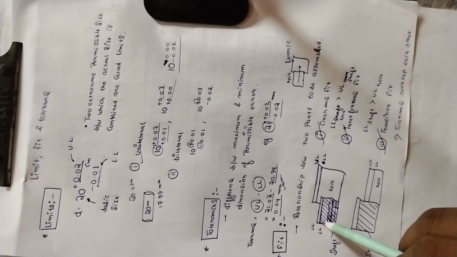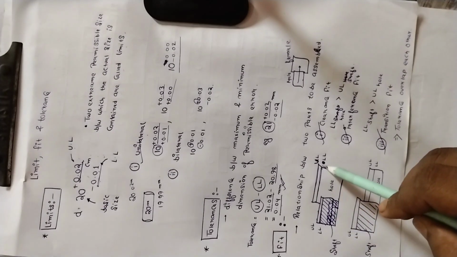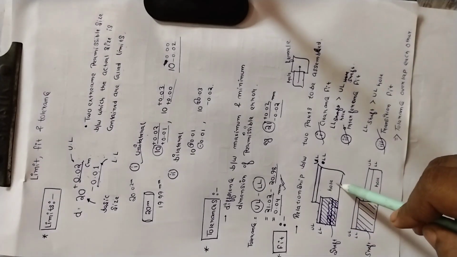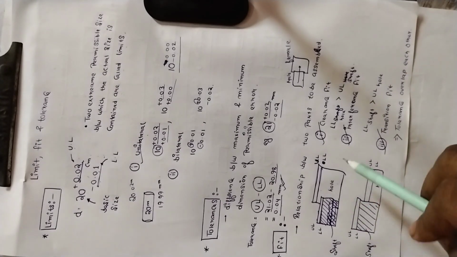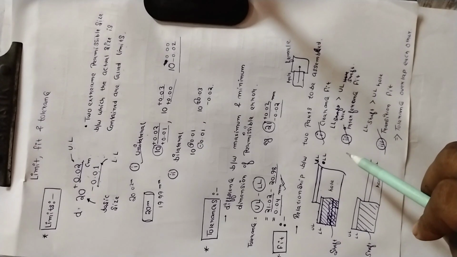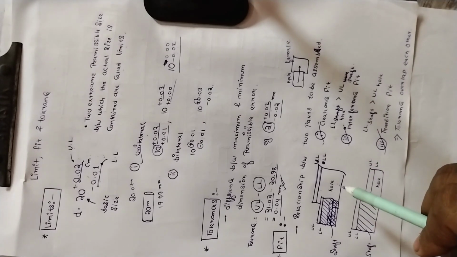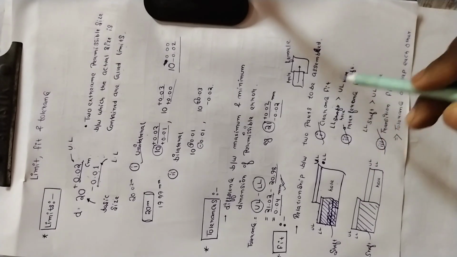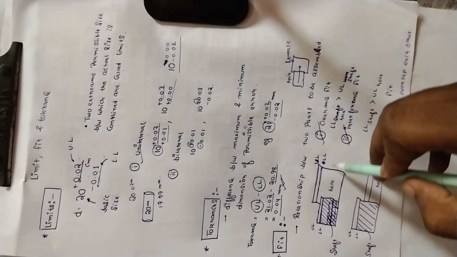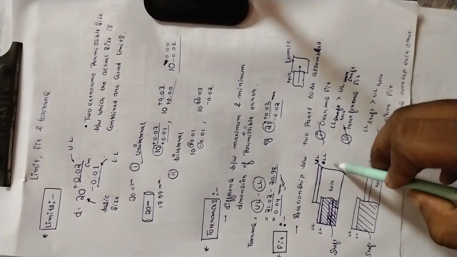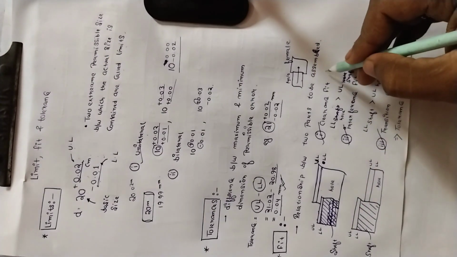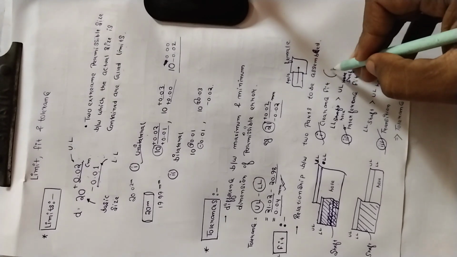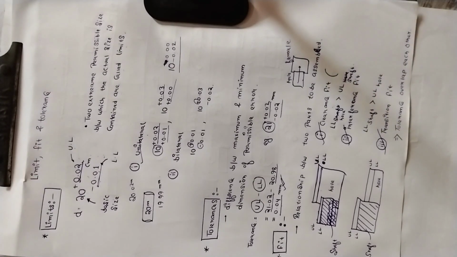If the upper limit of the shaft is even smaller than the lower limit of the hole, that means the shaft is getting inserted very easily, with no restriction or difficulty in entering the hole. This kind of fit, where the lower limit of the hole is even bigger than the upper limit of the shaft, is known as the clearance fit. We can also call it a loose fit.